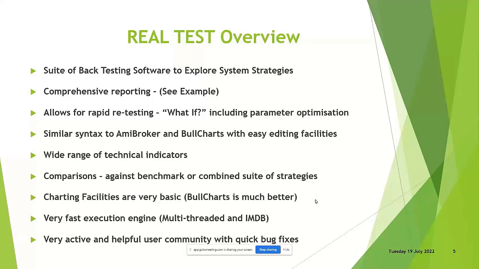And also IMDb, it uses an in-memory database. So when you load something, it puts it all into memory and keeps it in memory, so you don't have all that I/O going to a database, even though we use SQLite within BullCharts, which is not as light as you might like it to be.